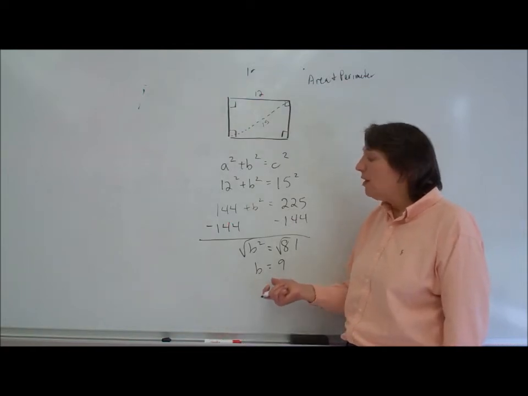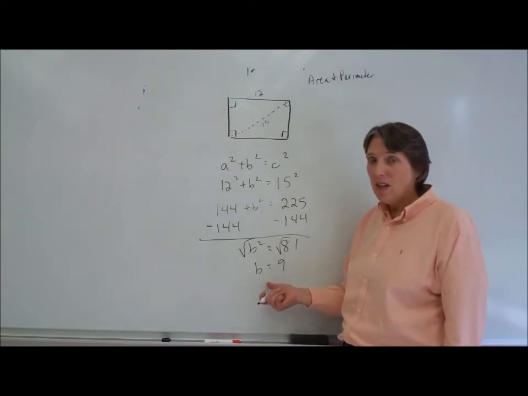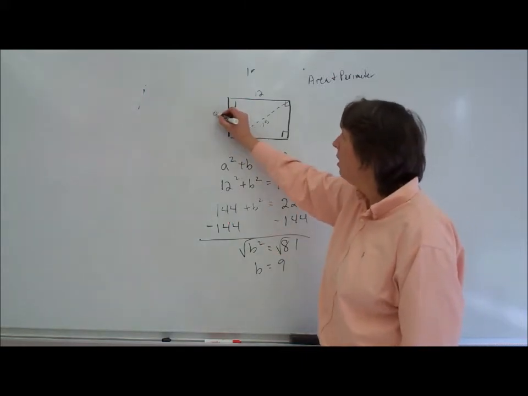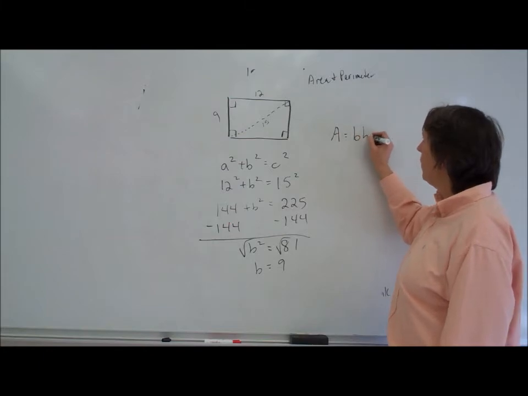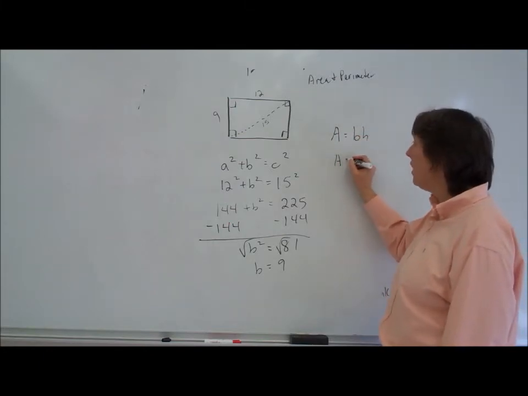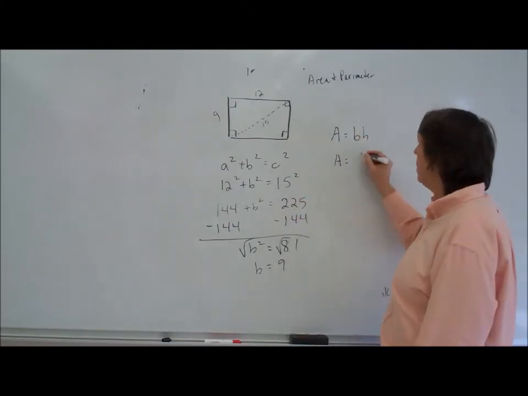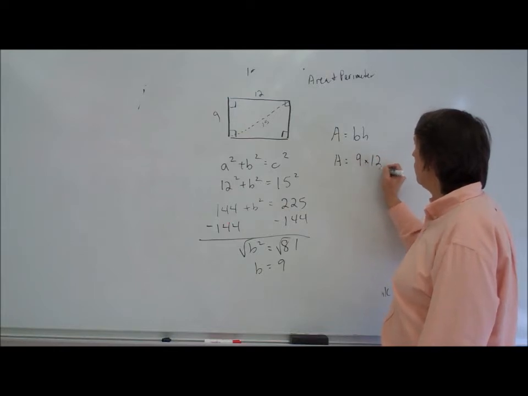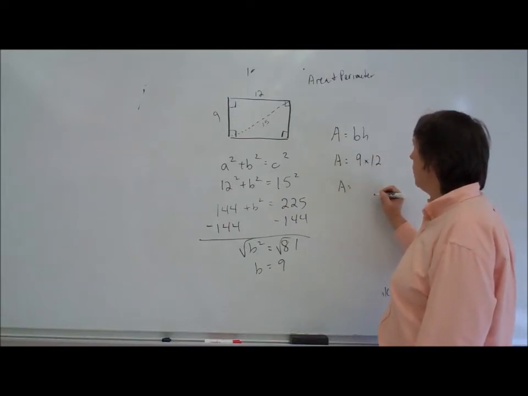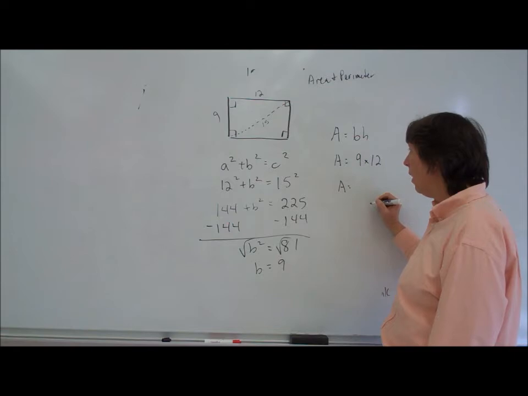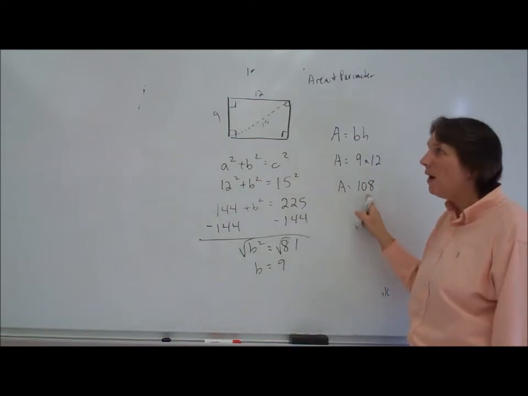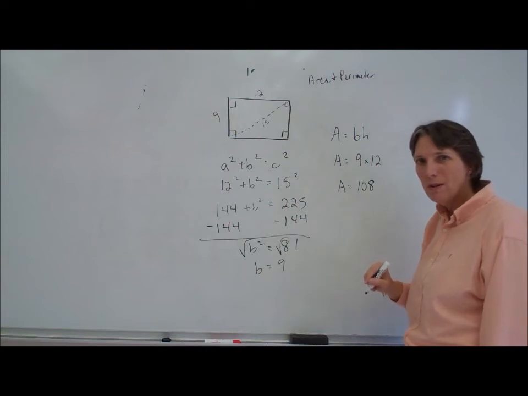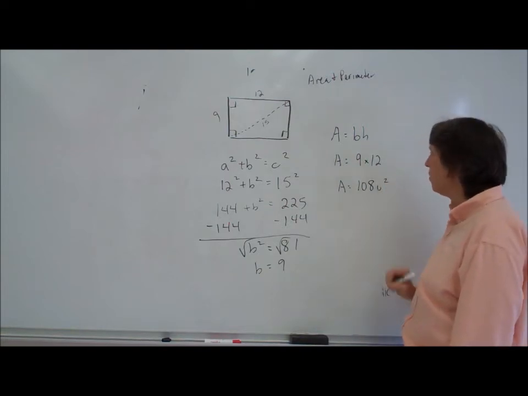So now we know the 9. That doesn't give us the answer. All we've done is solve for b. So to find the area, we have to say area equals base times height. Yes, you must put the formula in. We say 9 times 12, and 9 times 12 is what? Remember? 18, 108. Now, I got a problem. I didn't give you any units. Yes, that's correct. Units squared.